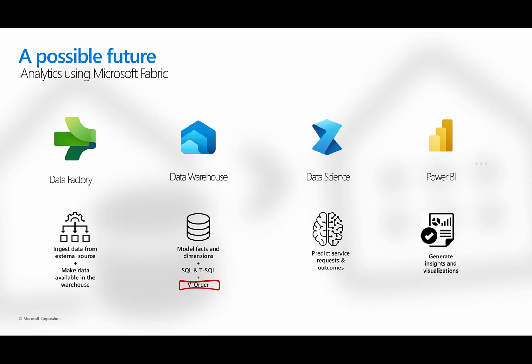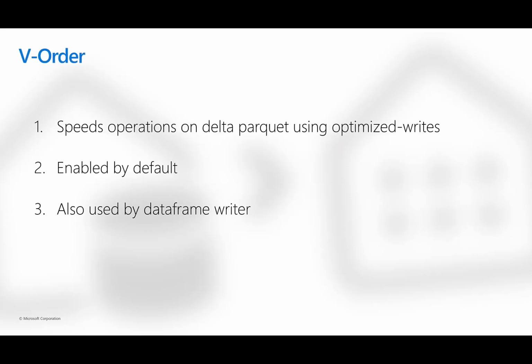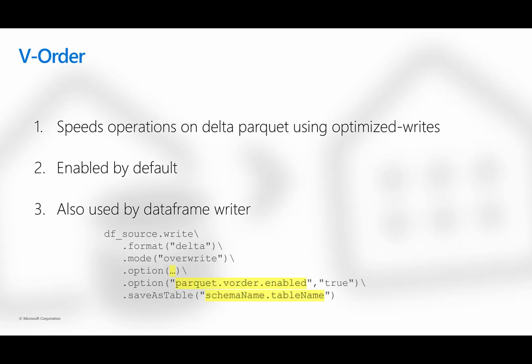vOrder is a capability introduced in Microsoft Fabric that is used to speed up operations on Delta Parquet using optimized writes. The capability is enabled by default, and it can also be used by the data frame writer in Python code as shown on your screen. The first highlighted section is where you will specify an option for your data frame. The second highlighted section is where you will enable vOrder, and in the third highlighted section, you will specify the schema and table names to use.